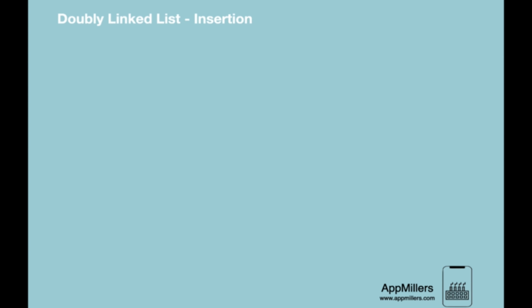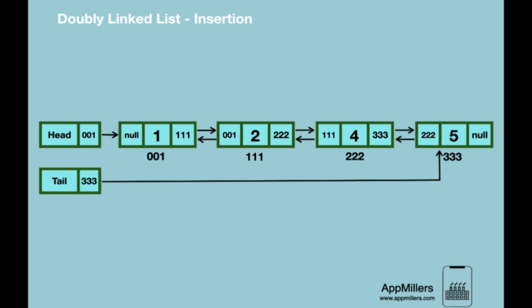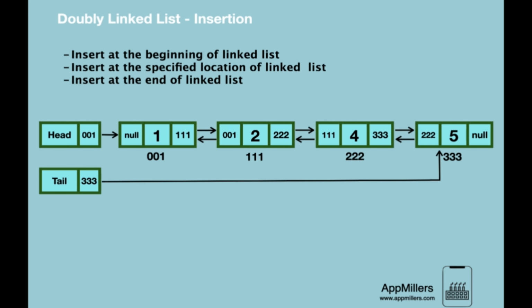As we had in single linked list, here again we have three cases to insert a node into a double linked list. These cases are inserting a node at the beginning of the double linked list, inserting a node at the end of the double linked list, and finally inserting a node after any particular node. Okay, let's start with inserting a node at the beginning of the double linked list.